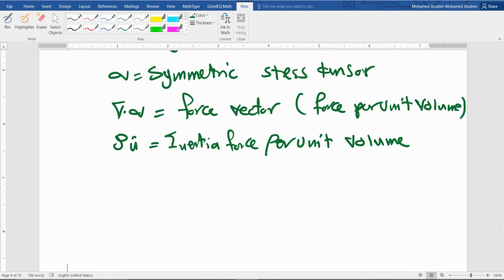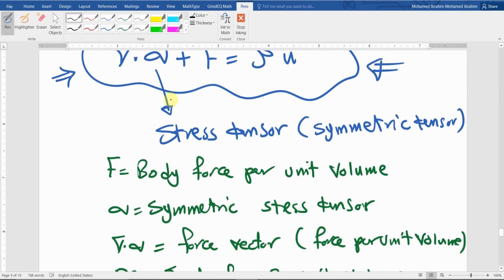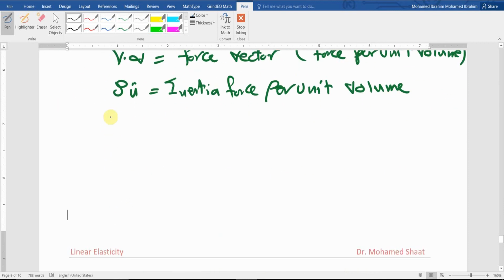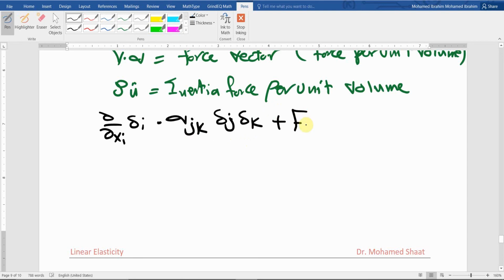If we decided to write these 3 equations, the first one is nabla. Let us just work over nabla. So nabla is partial by partial xi delta i, dot sigma, which is like sigma jk. You have to use two different indices, delta j delta k, right? Plus the body force. I have moved to another term, which is Fi delta i. I'm going to use the same indices that I used before.